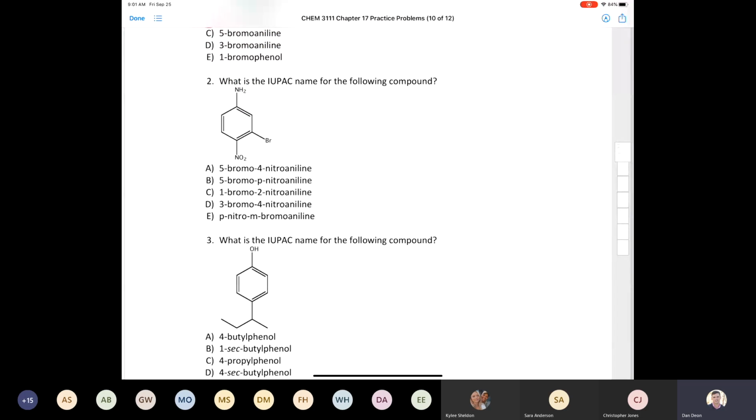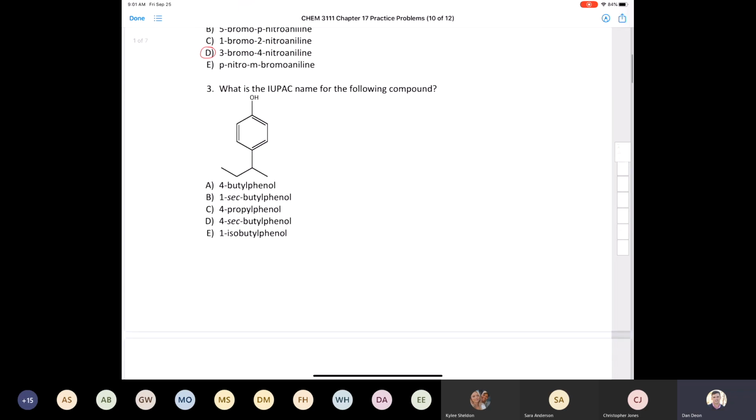It says here, what's the IUPAC name of this compound? Sarah says that it's D. I tend to agree with you, Sarah, because we have what? We have an aniline here, right? This is aniline, like that. And then if we count our carbons, 1, 2, 3, 4, we have a 3-bromo and a 4-nitro aniline. There we go. Okay, let's move on to the next one. Sometimes my students will struggle with alkyl groups at this point in the year. They start to forget them a little bit. Does anybody have an idea for this one?